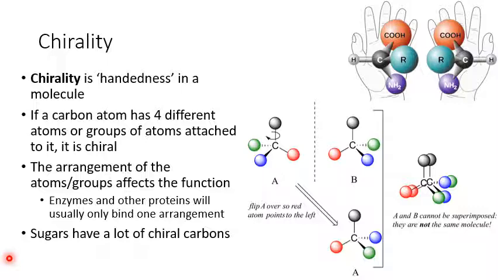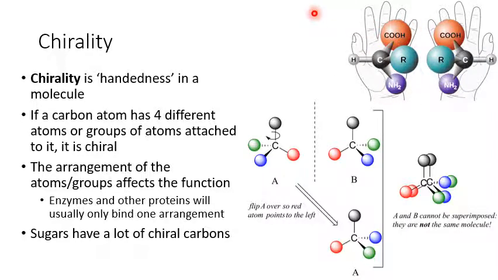So it could either be four different atoms, like in molecule A and B here, or it could be four different kinds of groups of atoms. So in our amino acids, this central carbon is always going to have four different things attached to it. It has a hydrogen atom, and then it has groups of atoms. It has a carboxyl group, an amino group, and a side chain. So those are all different things.